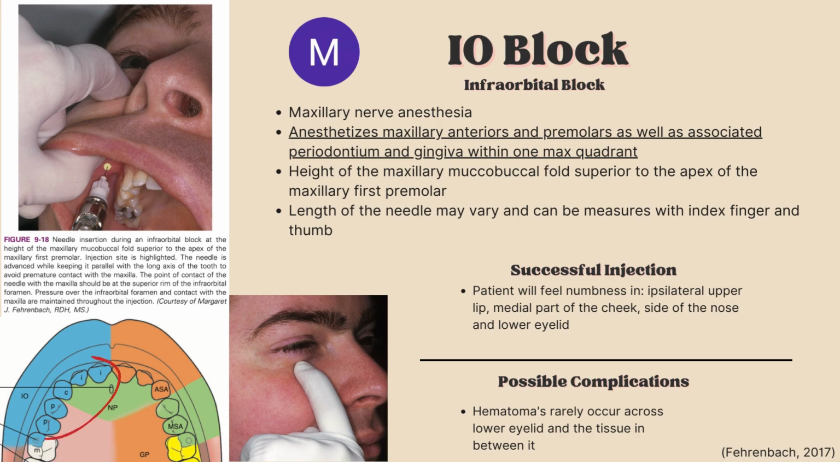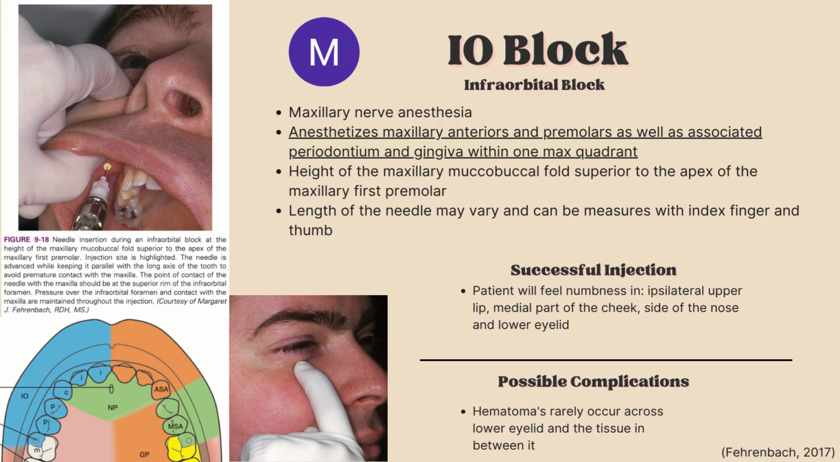This is probably one of the scariest injections to get because it is going so close to the eye. The injection site is at the height of the maxillary mucobuccal fold superior to the apex of the maxillary first premolar, and the length of the needle needs to be determined by measuring it with the index finger and the thumb. As you can see in the bottom picture on the slide, the clinician is measuring and feeling where this little indent is at the infraorbital rim of the eye, and measuring to see how long the needle needs to be in order to reach this area of the face to complete a successful injection.